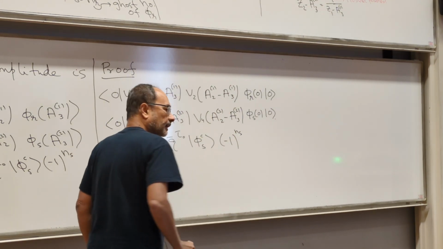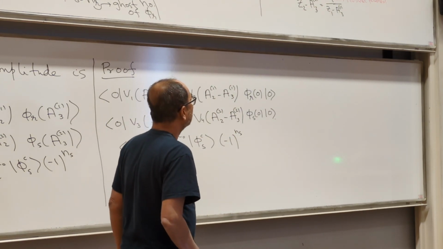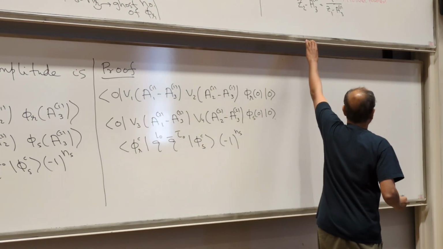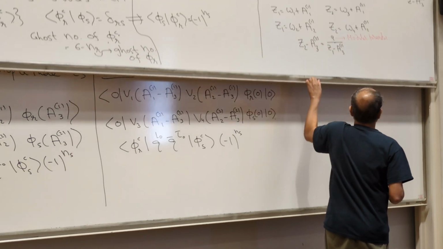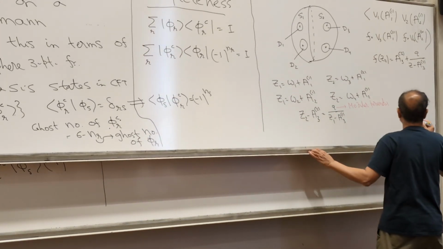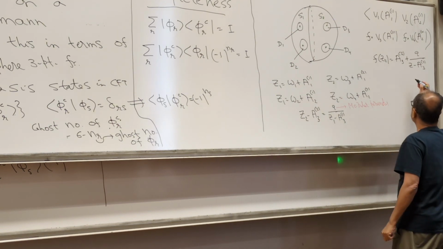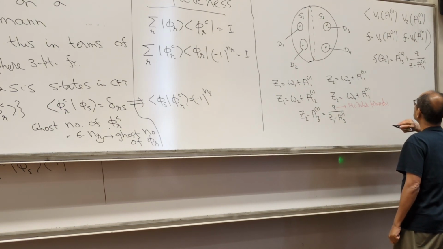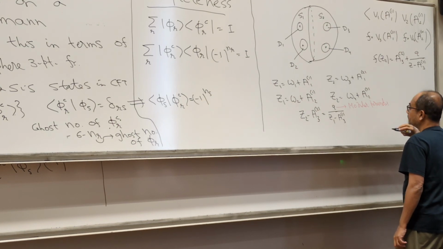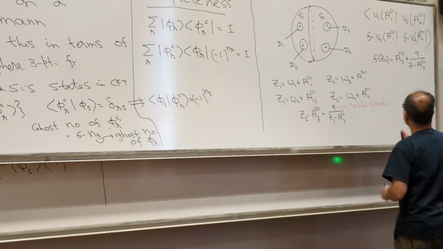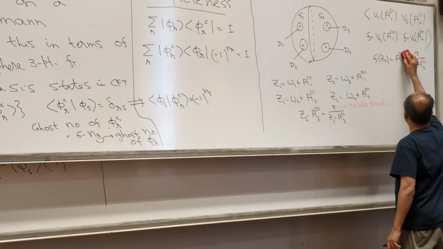Sorry, Z1. F of, no, right hand side should be Z2. Sorry, this is Z1. Sorry, this should have been A1. I think I had written it right the first time.